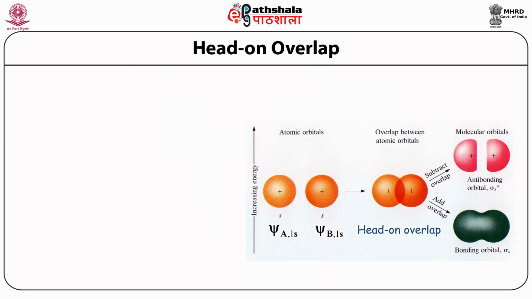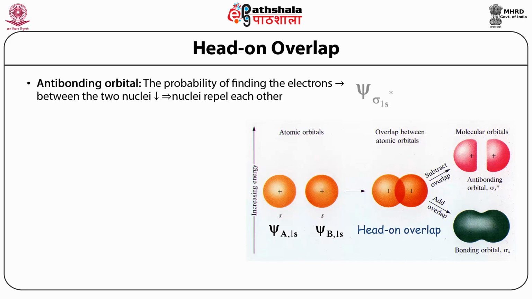So students, let us now discuss the anti-bonding orbital. The anti-bonding orbital represents a low probability of finding the electrons between the two nuclei, which implies the nuclei repel each other, and it is given by psi sigma 1s star. If we have two s orbitals, represented by these orange spherical graphs, they are represented by psi a 1s and psi b 1s.